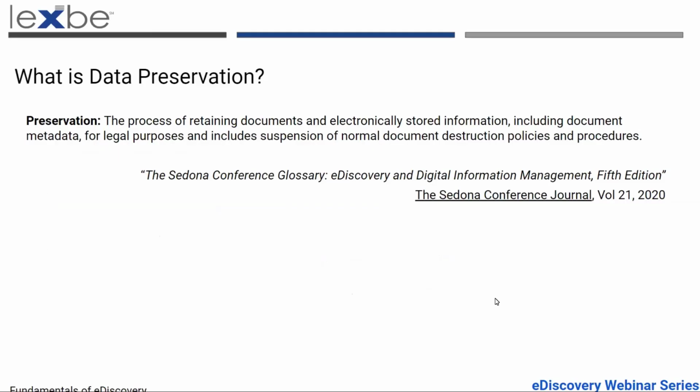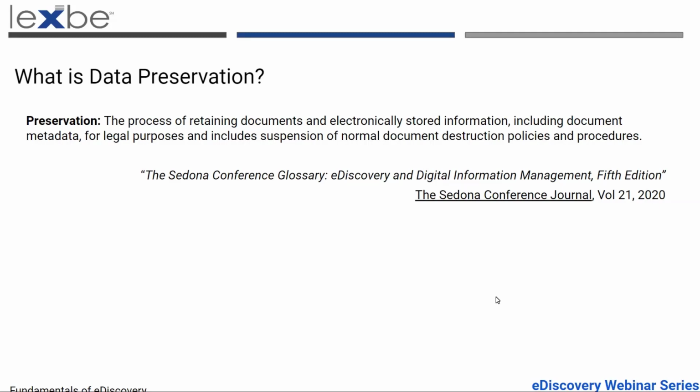So what is data preservation? Data preservation is the process of retaining documents and electronically stored information, including document metadata, for legal purposes, and includes a suspension of the normal document destruction policies and procedures.